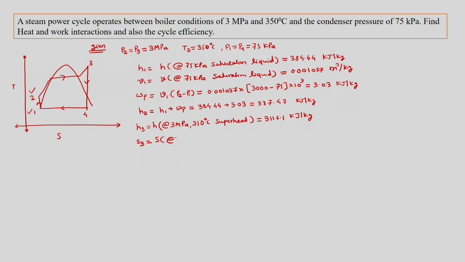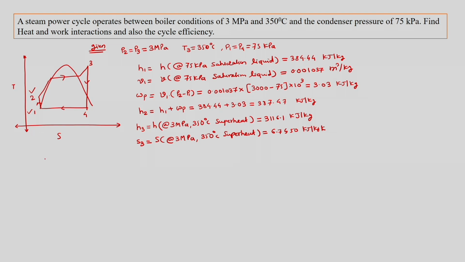There itself we will see entropy at state 3, and entropy at state 3 will again be at 3 megapascal, 350 degrees Celsius superheat, and then we will have entropy as 6.7450 kilojoule per kg Kelvin.